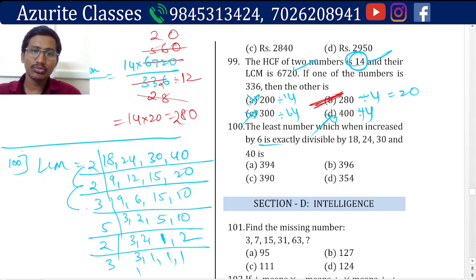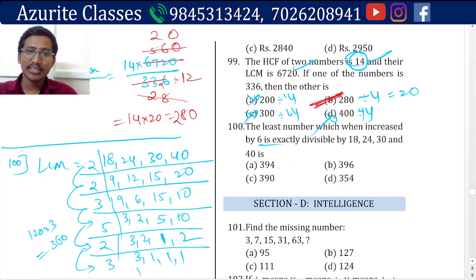So here 3 again we will divide, we will get 1 1 1. So 2 2s are 4, 4 3s are 12, 12 5s are 60, 60 2s are 120, 120 3s are how much? That is 360. 360 plus 6 is how much? That is 366, right? So plus 6 if you increase, 366 will be the answer. So that is not there in the options, take it as grace, okay? So that is also grace.